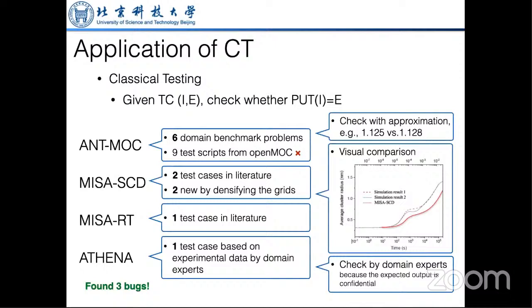Regarding checking the output, we also encountered some difficulties. For example, for Antmok, we can only check whether the actual output is close to the expected, since it's never equal to the expected output. For MISA SCD and MISA RT, we can only do visual comparison because the expected outputs were presented as figures in literature. For SYNA, we can only ask the domain expert to check the result, because the expected output is confidential.